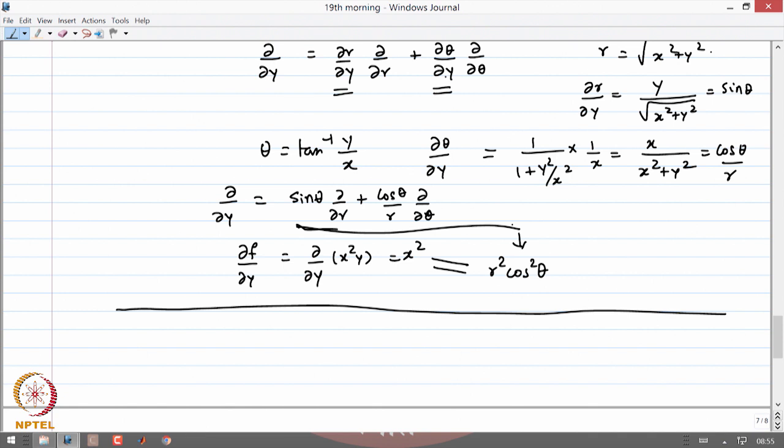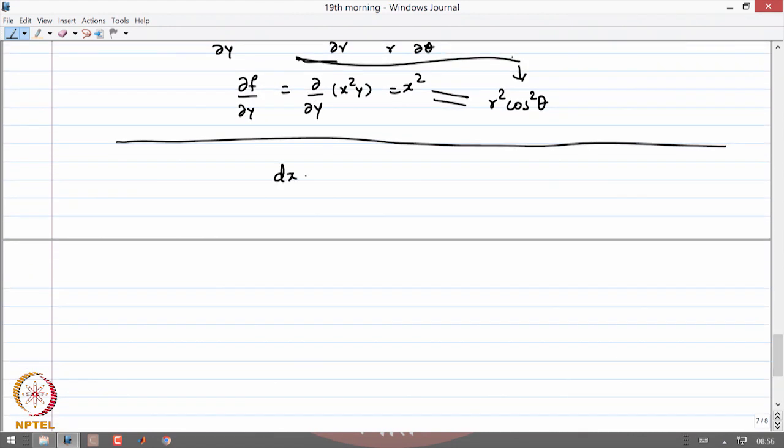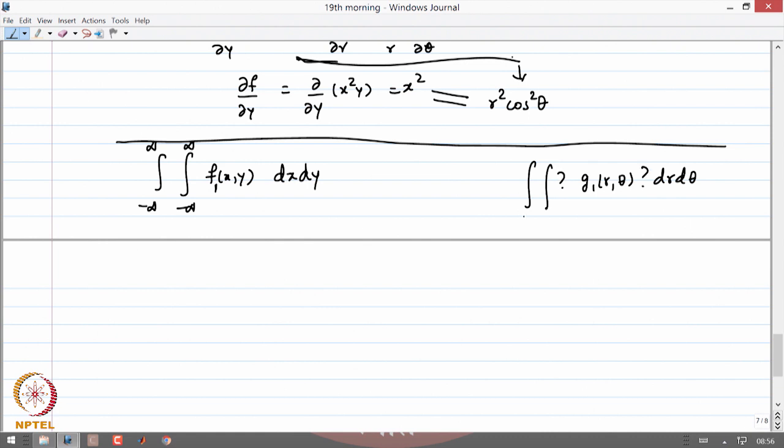Therefore, to calculate mathematically these quantities, the transformation of coordinates is important. The other equally important aspect is the element dx dy. If we have some function f1 of x, y, and we have an integral from minus infinity to plus infinity for x and y, what is the corresponding expression for g1 of r, theta, dr d theta? Is there anything else to be taken, and what are the limits?